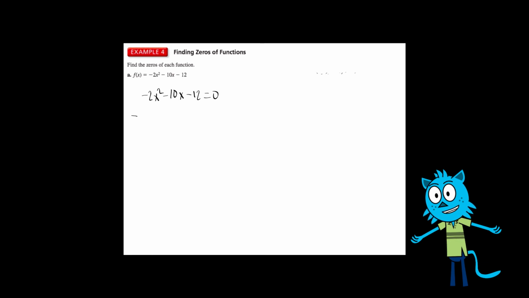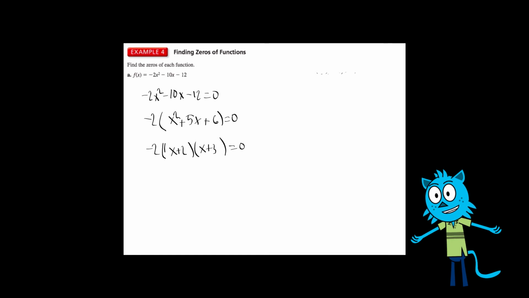We got negative 2x squared minus 10x minus 12 is equal to 0. Next step is, let's go ahead and factor anything that can be factored out. If you take a look at these, all of these are even, so we can factor out a negative 2. If we do that, what we get inside of the parentheses is x squared plus 5x plus 6. Then we can go ahead and factor that a little bit further. Two numbers that multiply to 6 but add up to 5 are 2 and 3.